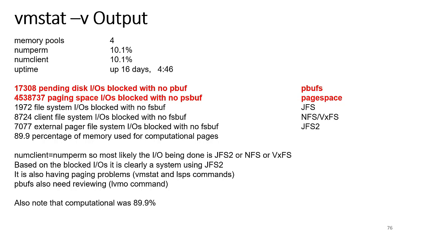So this is an example of a system that was actually having paging problems, and because it was having paging problems it was backing up the pbufs, and it had been up 16 days, so it had 4.53 million page space IOs blocked. You don't want to see that. And it had 4 memory pools, and as I said, it had been 16 days. Also, if you look down here, you'll see that 89.9% of memory was used for computational. This is probably a classic example of an LPAR that needs more memory and that also needs more page space.